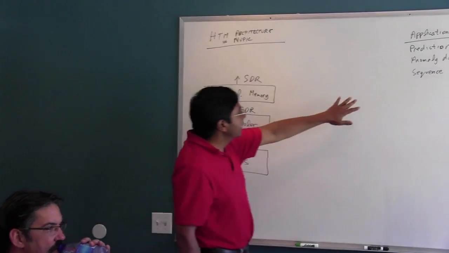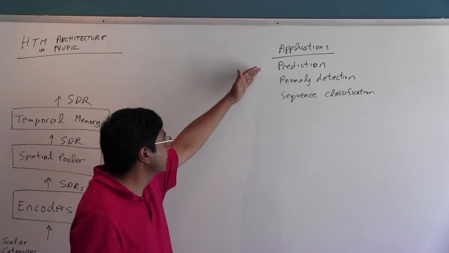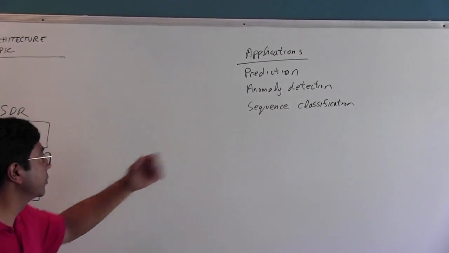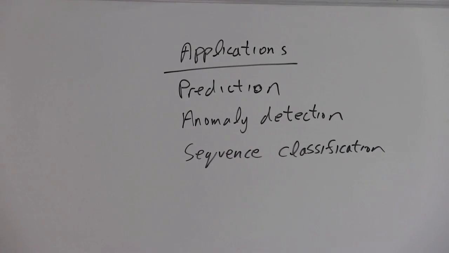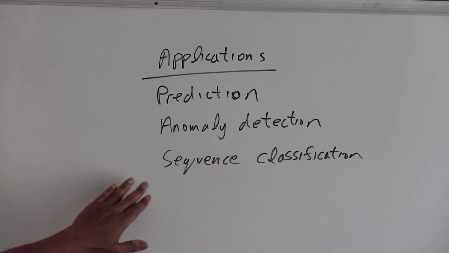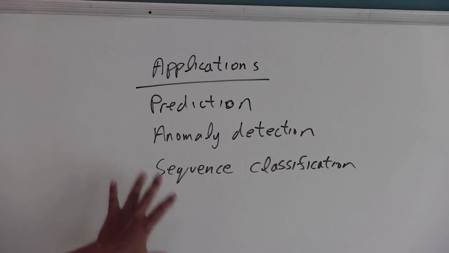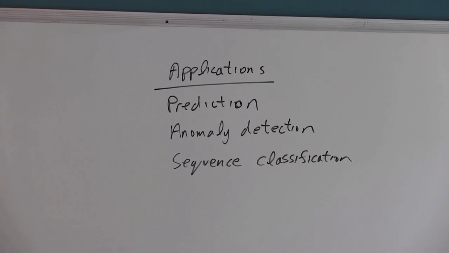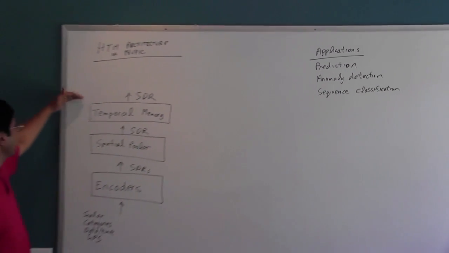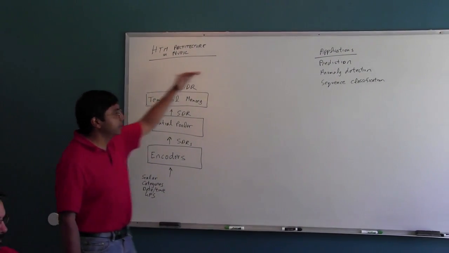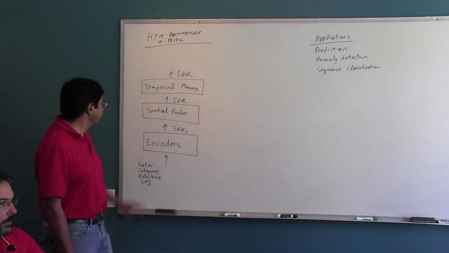On the other end of the scale there's a bunch of applications that we deal with, so there's predicting the value at a future point in time, doing anomaly detection, so when something unusual is going on, and then sequence classification, which we haven't done much of, but it's kind of a focus of some of our research right now. So the question is, you want to do those applications, you have SDRs coming out, so how do you go from here to there? That's kind of the decoding problem.